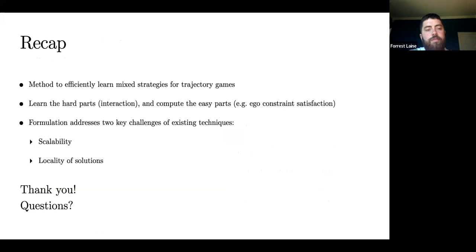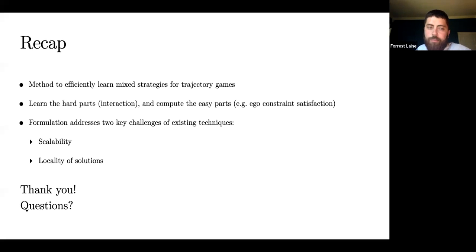So anyways, just to recap, as I come to a close here, what I talked about was a method to efficiently learn mixed strategies for trajectory games. The idea is to effectively learn how to propose a few candidate actions in these infinite dimensional spaces so that we can still play these rock, paper, scissors style games, but do so in a way that's computationally efficient.